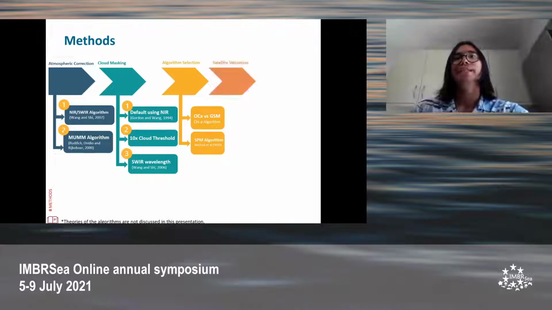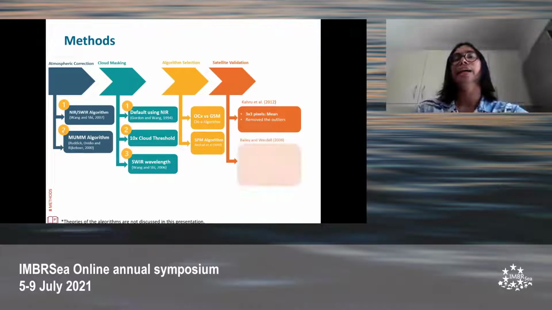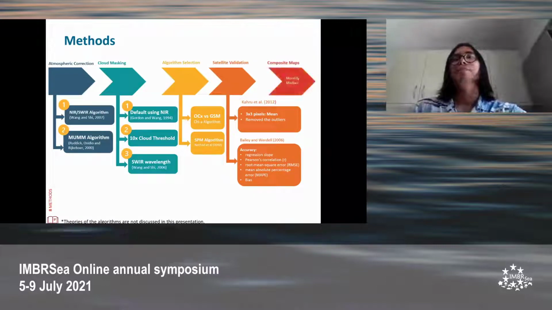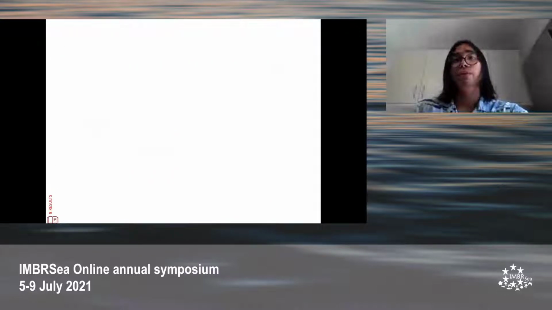After that, we have the satellite validation, and we follow the protocols of removing the outliers and getting the accuracy with statistical parameters such as bias and regression slopes, etc. After that, we made a composite map, specifically the monthly median of the daily images. After these methods, we came up with the following results.